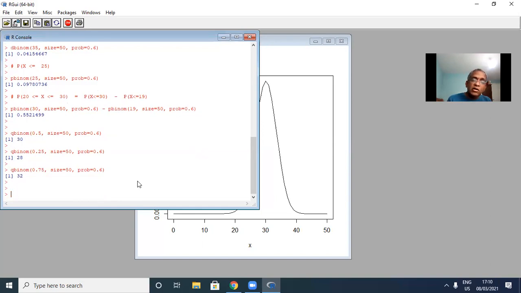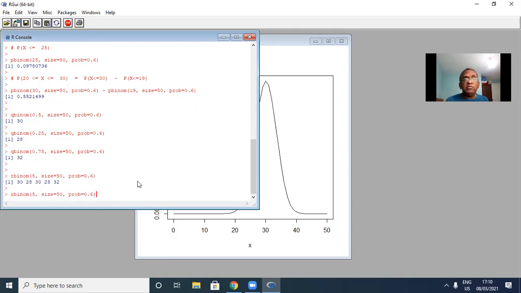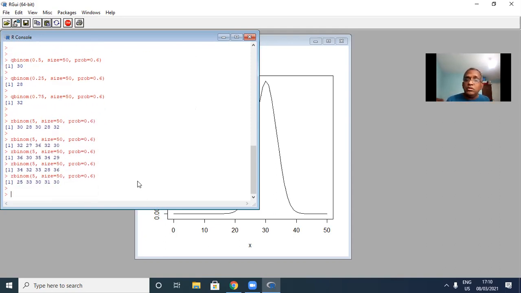All right, now one final thing is that rbinom is a random number command. So suppose you want to generate 5 random numbers from a binomial distribution with size parameter equal to 50 and the probability parameter equal to 0.6. This is what you get. Every time you type, you get different numbers, of course, because they are random, right? So what you have is a sequence of 5 numbers as IID from a binomial distribution with parameters 50 and 0.6, right? Okay, all right.